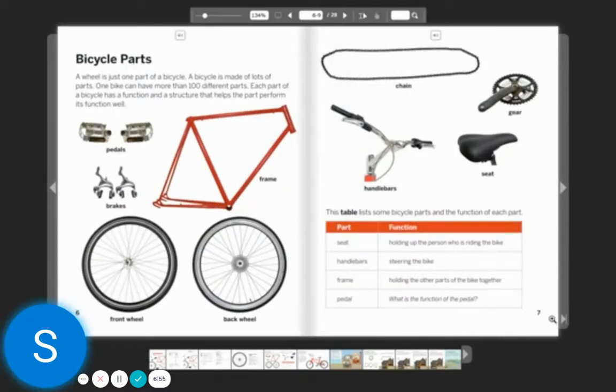Let's look at the parts of a bicycle. A wheel is just one part of a bicycle. I wonder if a bicycle is also a system. If you think of all these things, a bicycle could be the system, and these are all the parts with its function.